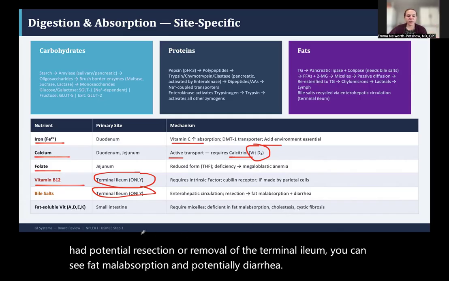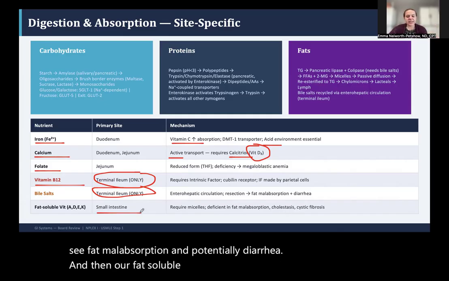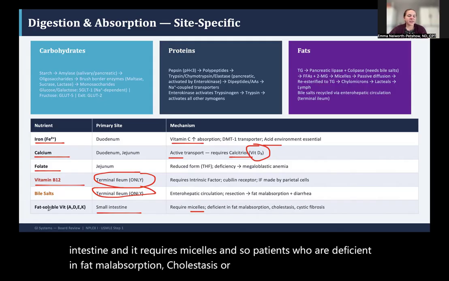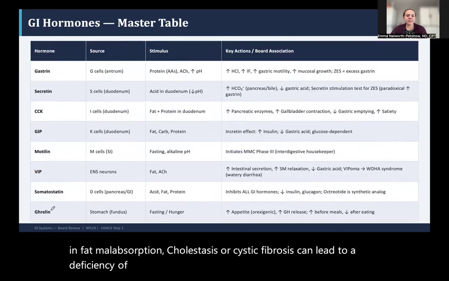And then our fat-soluble vitamins are absorbed in the small intestine, and it requires micelles. And so patients with fat malabsorption, cholestasis, or cystic fibrosis can develop a deficiency of fat-soluble vitamins.